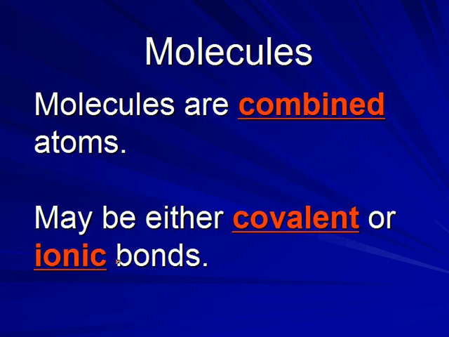So what is a molecule? I've mentioned molecules several times. Molecules are combined atoms, and they may be either covalent or ionic bonds. As long as you have two atoms put together, it really does not matter whether it's ionic or covalent. It's just that there are two atoms that are combined.